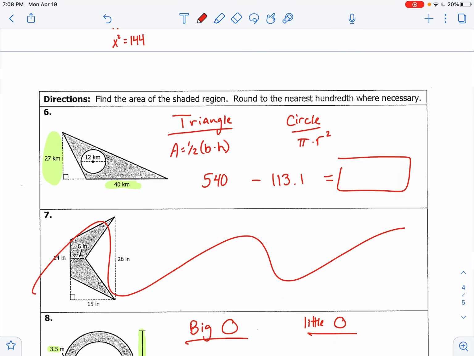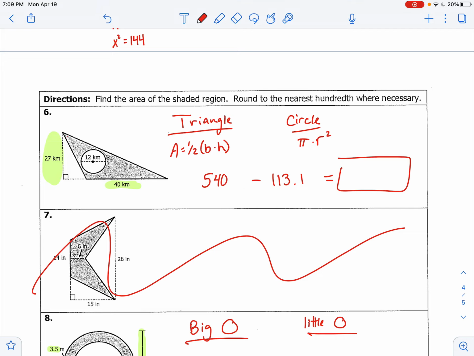Hey, welcome back. Today we're going to talk about how to find the area of a shaded region. So what you want to do is find the outside shape, the bigger shape, that area, and then we're going to find the inner shape, the smaller area, and we'll subtract the two.